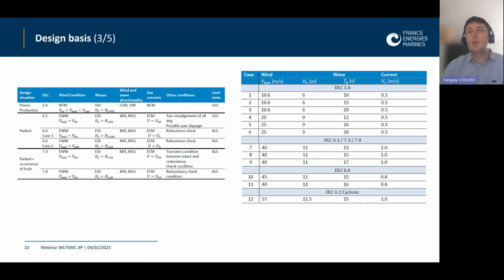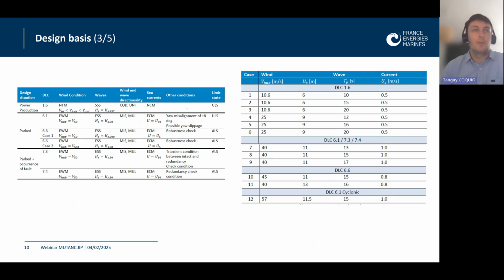Here are the kinds of conditions we looked at. So in production, Hs between 6 and 9 meters with associated peak wave period and current, and also wind, that are the rated wind for the turbine and the highest wind for the turbine. Also extreme conditions with Hs 11 meters, with Tp from 13 to 17 seconds, 1 meter per second current and 40 meters per second wind. Also extreme cases, ALS cases with extreme condition and a cyclonic case.